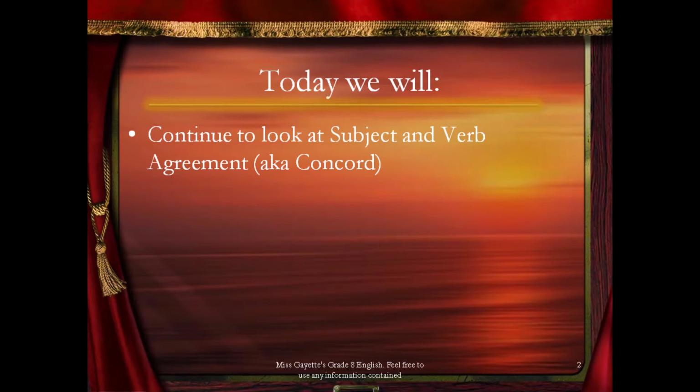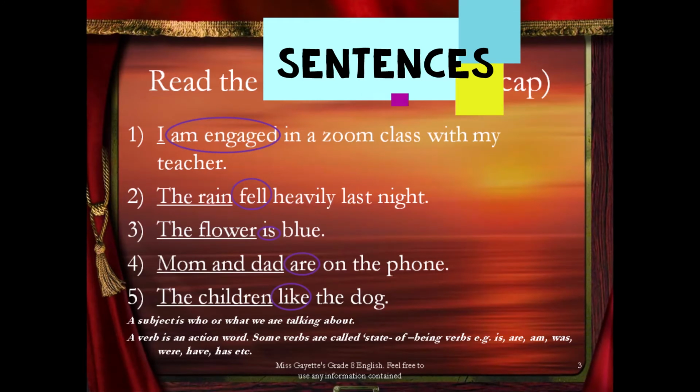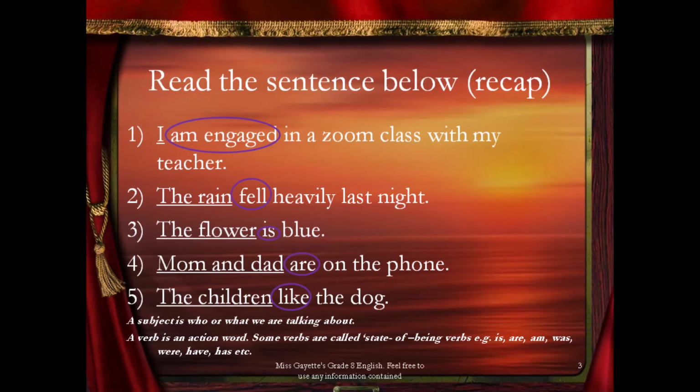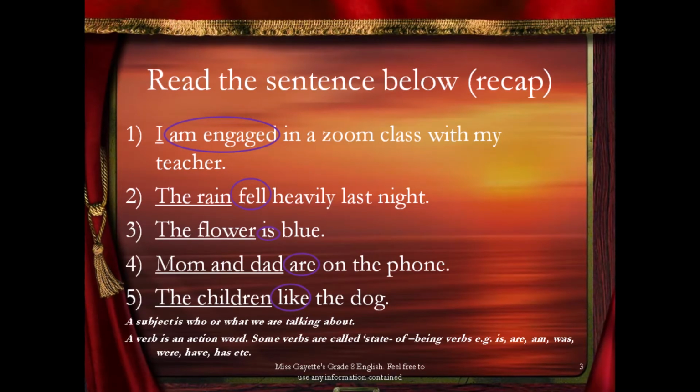In sentences, you will always have at least one main thing that you're talking about, which we consider to be the subject of the sentence. And you have a supporting verb or action for that subject. To recap, let's read the sentences below. The underlined words would be the subject, and the words in the little circle would be the verbs.